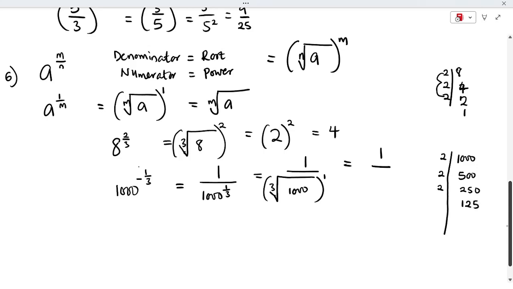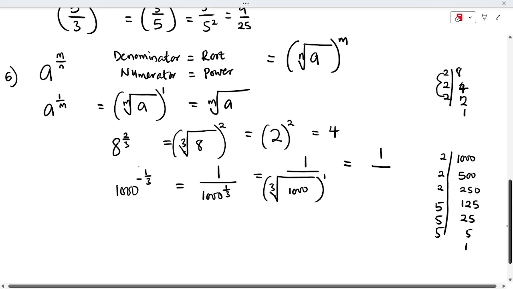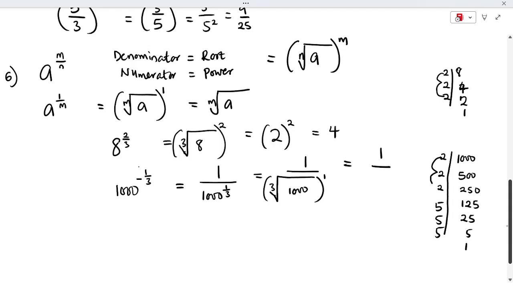What is the next prime number that can divide 125? It is 5. 5 divided into 125 is 25. 5 divided into 25 is 5. 5 divided into 5 is 1. So what do we have? Cube root, a number that does it 3 times. So 2 has done it 3 times, you pick 1, 2. 5 has done it 3 times, you pick 1, 5. So the cube root of 1000 is therefore 2 times 5, which gives us 10.